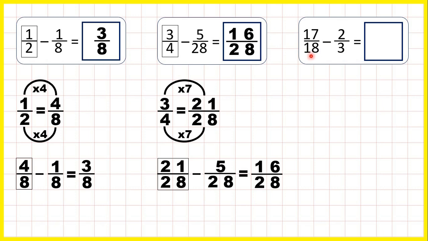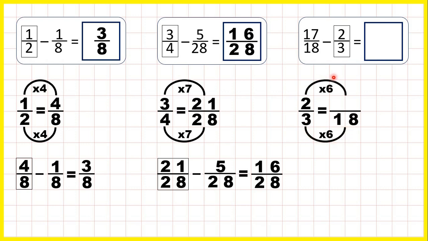Now 17/18 minus 2/3. Now 18 is in the 3 times table, so this time it's the fraction that we're subtracting that needs to change. We need to find a fraction equivalent to 2/3 which has a denominator of 18. Now 3 times 6 is 18, and what we do to the denominator, we need to do to the numerator as well. 2 times 6 is 12.